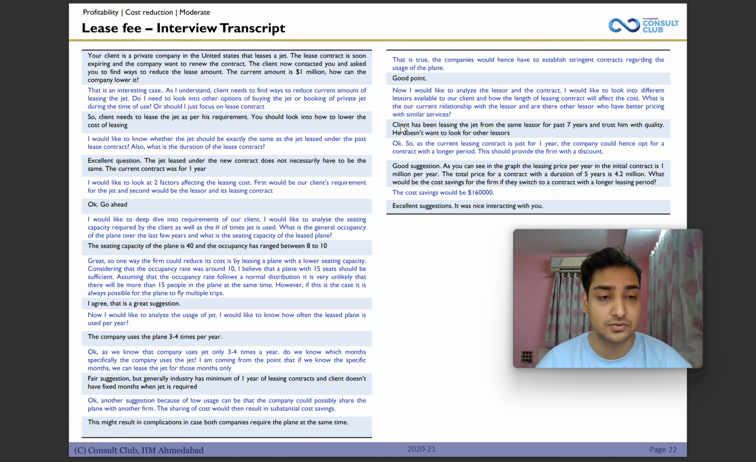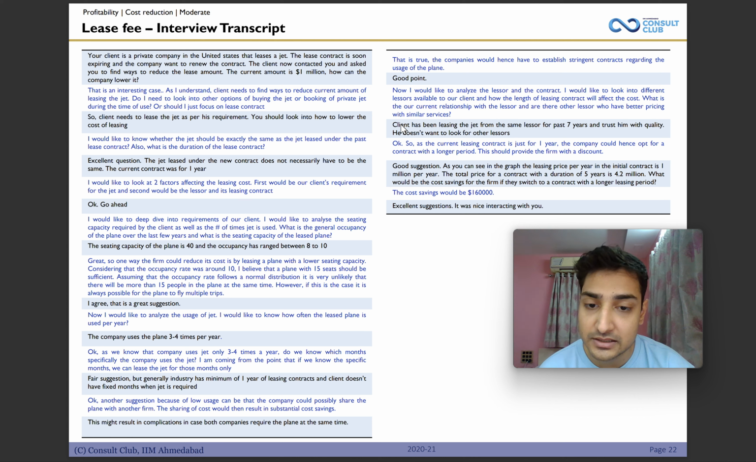Now the candidate is trying to understand whether we can go with a smaller flight and also lower the time for which the company leases the flight, from a year to specific months where the flight is used, because it's just used 3 to 4 times per year. Okay, fair question, fair suggestion. But generally, industry has a minimum of 1 year of leasing contract, and the client doesn't have fixed months when the jet is required.